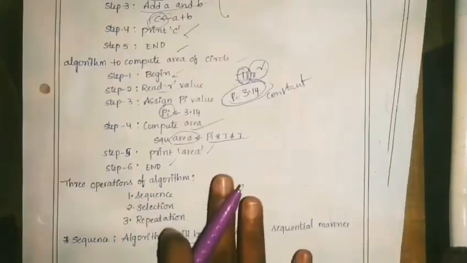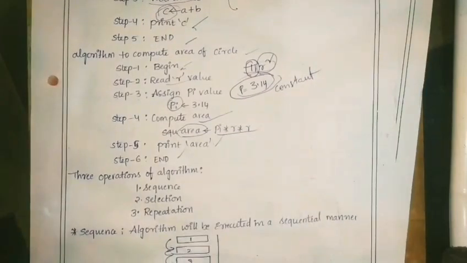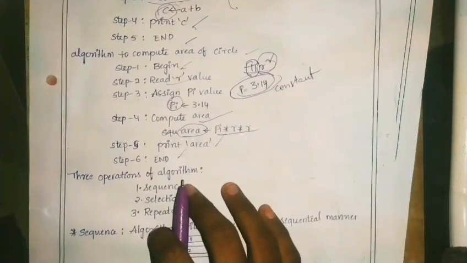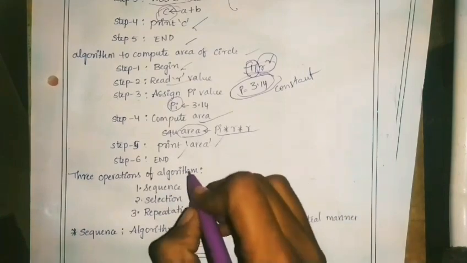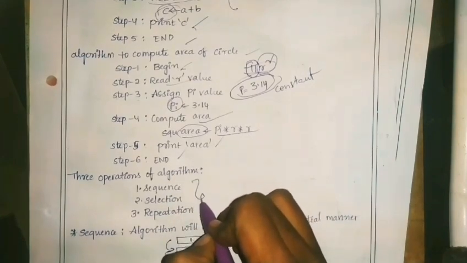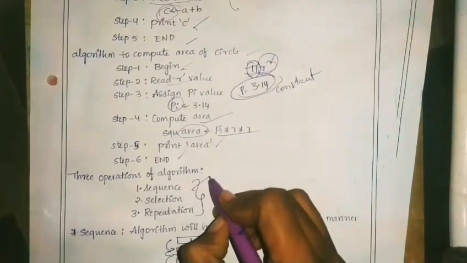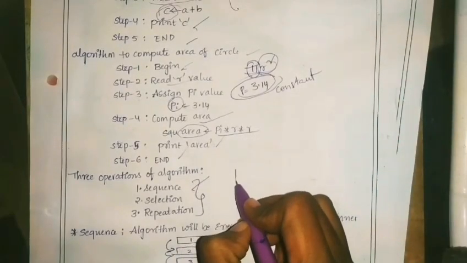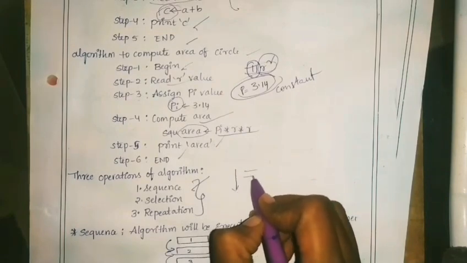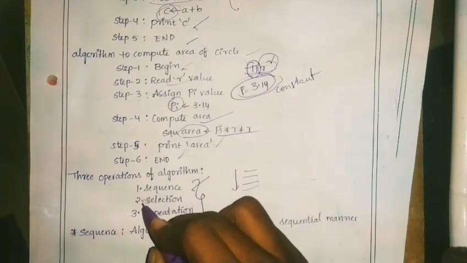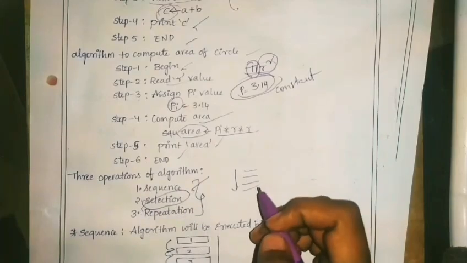Next, coming to the operations in an algorithm. An algorithm is a set of instructions, or a finite set of statements, to solve a task. To solve the task, an algorithm uses different operations. There are three basic operations. The first one is sequence, which means the algorithm is executed in a sequential way, one after another. Next, selection means it is a decision process.